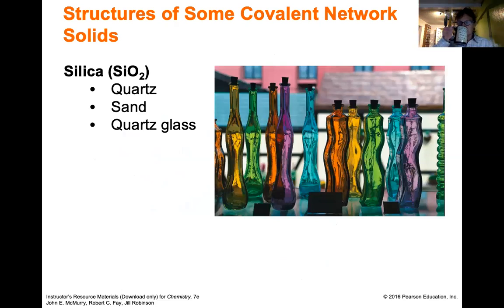Silica, which is sand, is another network covalent solid. If you looked at the picture, it looks much like diamond in that everything is covalently bonded together. So you have essentially a huge molecule when you make glass.